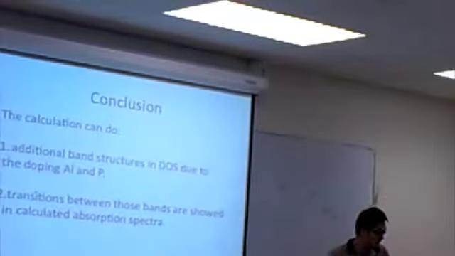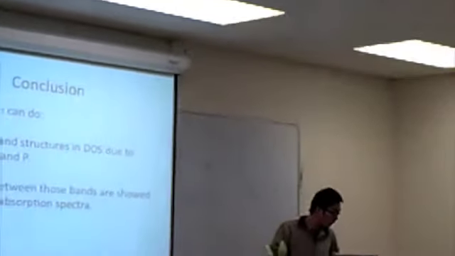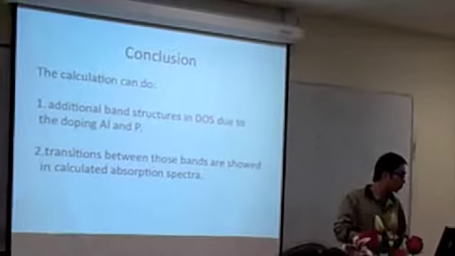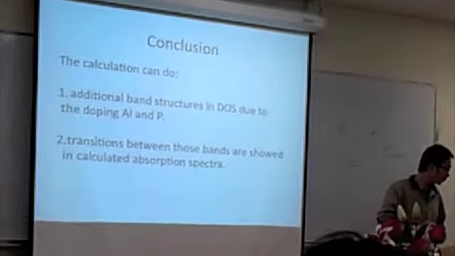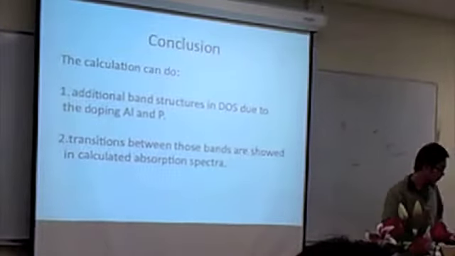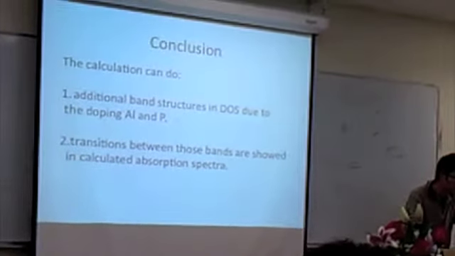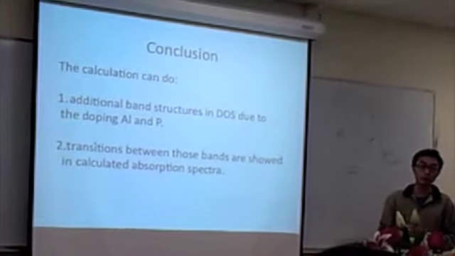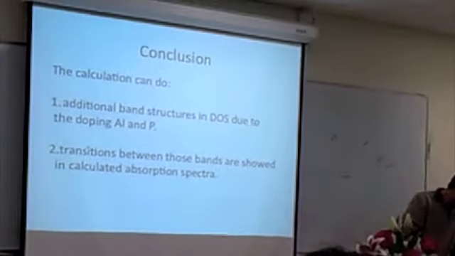So the conclusion is, when we dope the aluminum and phosphorus, we add some new band structure into the quantum dots. Another is the transition between these bands, as shown in the spectrum after our calculation.